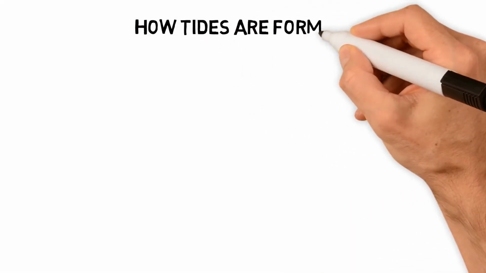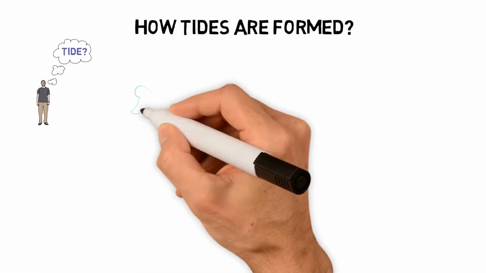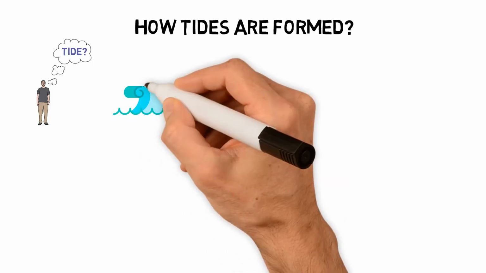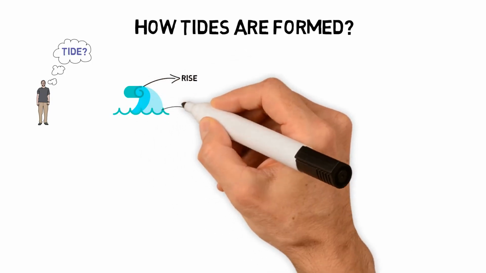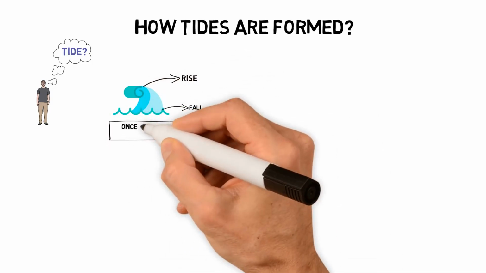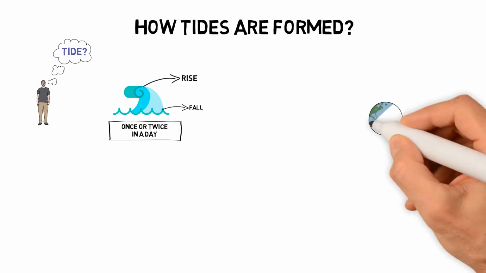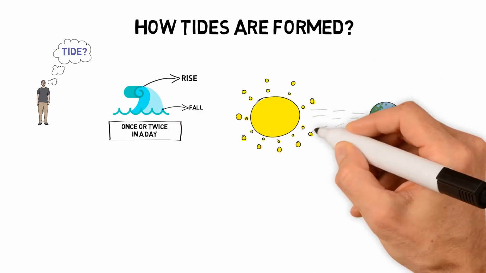Let's go to the next topic, tides. So what is a tide? It is basically the rise and fall of the sea level. It occurs once or twice in a day. And the reason behind that is the attraction of the sun and the moon.